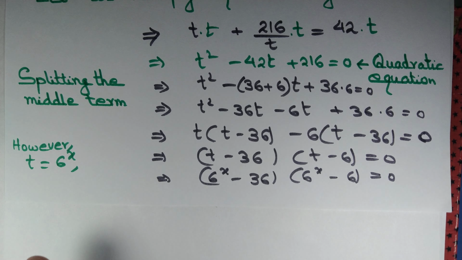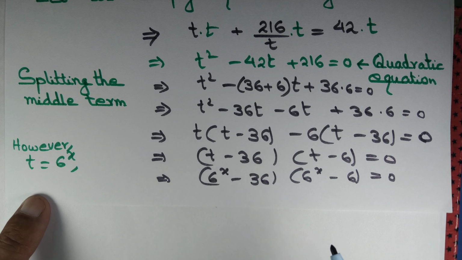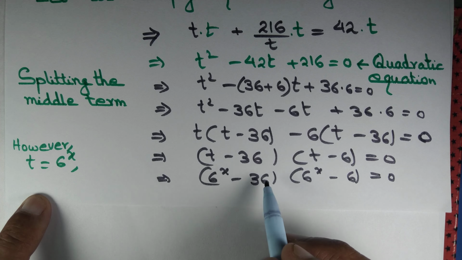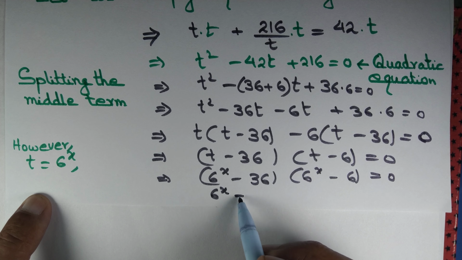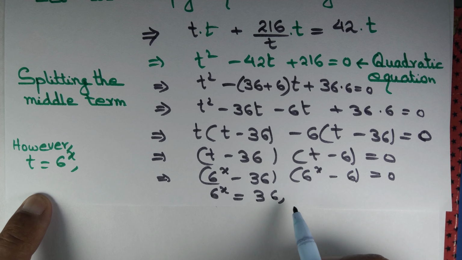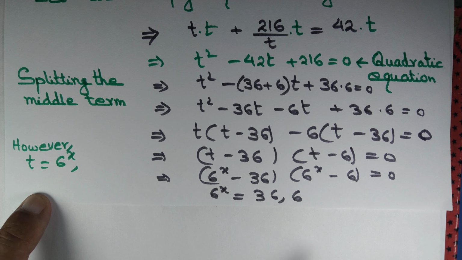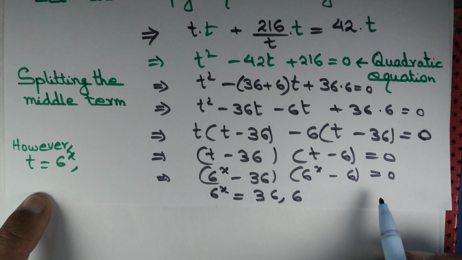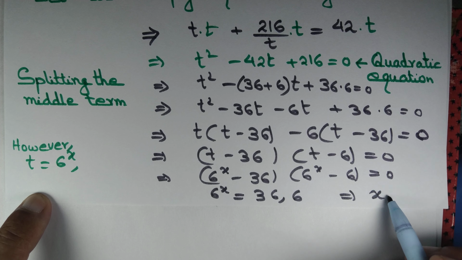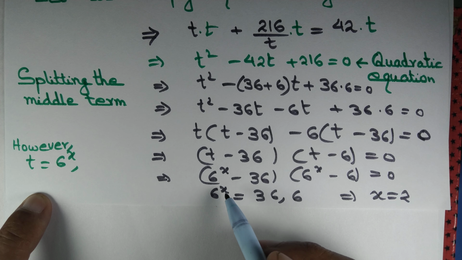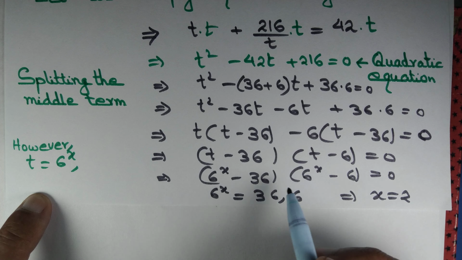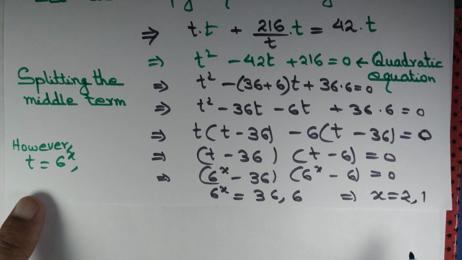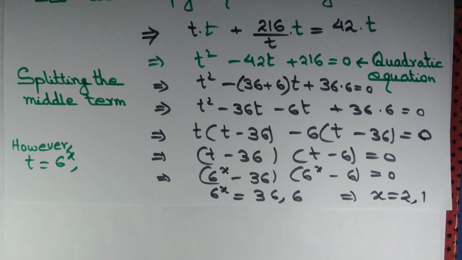Of course, if product of two numbers equal to 0, then one of them has to be 0. But we don't know which one is 0. Maybe 6^x = 36, or maybe 6^x is just equal to 6. But 36 is 6 squared, so x has to be equal to 2. Or 6 to the power 1 equals 6^x, so x has to be 1. So the only solution is x = 2, 1.